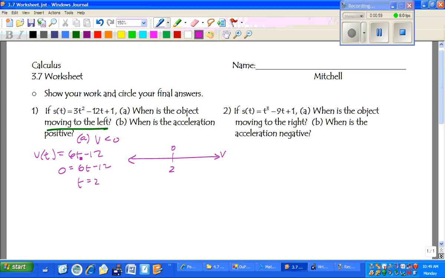If we put 0 in for t, then we would get a negative value out. If we put 3 in for t, we're going to get a positive value out. So the object is moving to the left when we're from negative infinity to 2. Right? That's when the velocity is negative. So from negative infinity to 2.